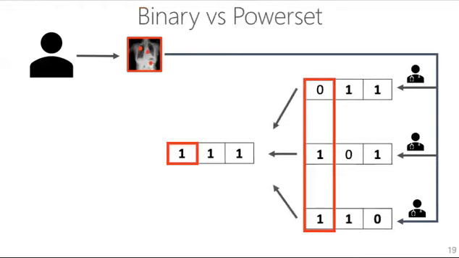Now let us consider a different example to compare our two methods, binary versus Powerset. In this case, each answering party returns a different binary vector, but the majority votes per each label separately are positive.